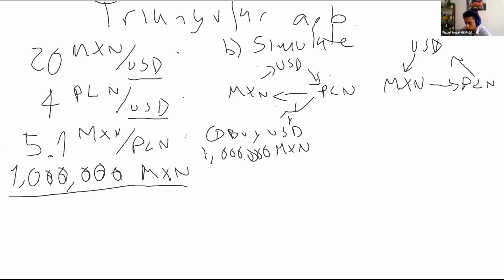You need to use one exchange rate from the market. Which exchange rate will you use? In this case, it will be the peso dollar exchange rate, so 20 pesos over dollar. And then I need to know if I need to multiply or divide: 1 million over 20, or 1 million times 20.